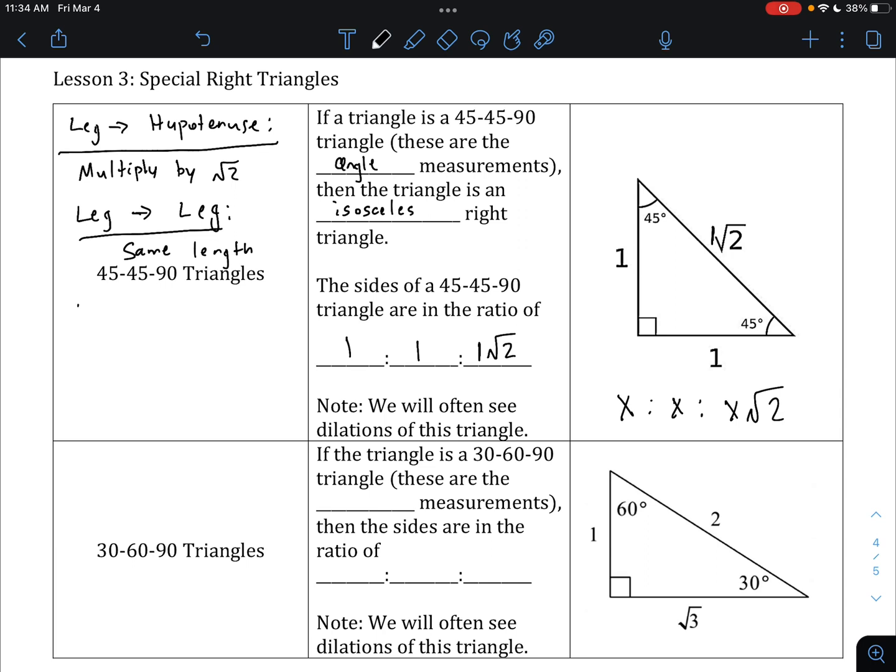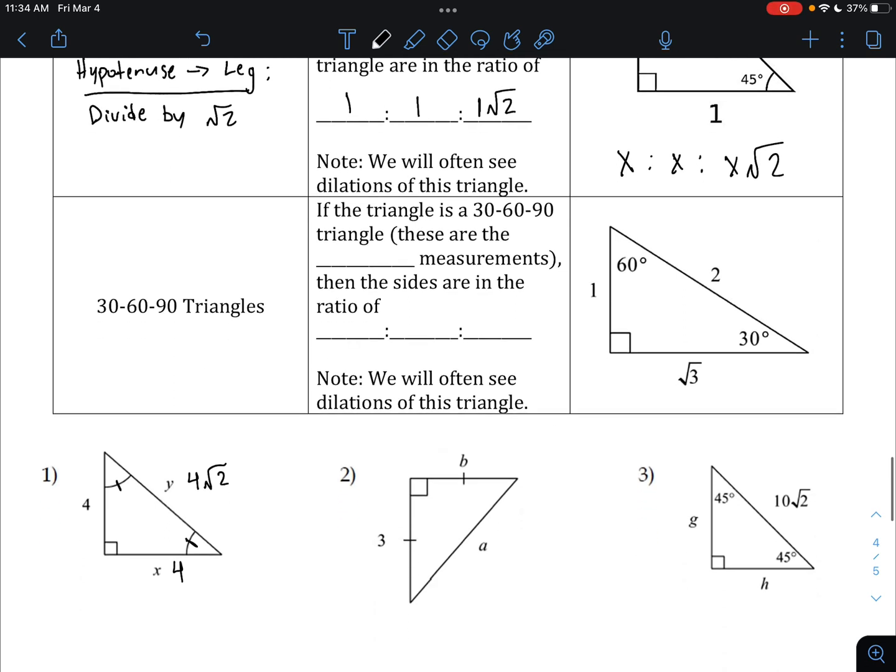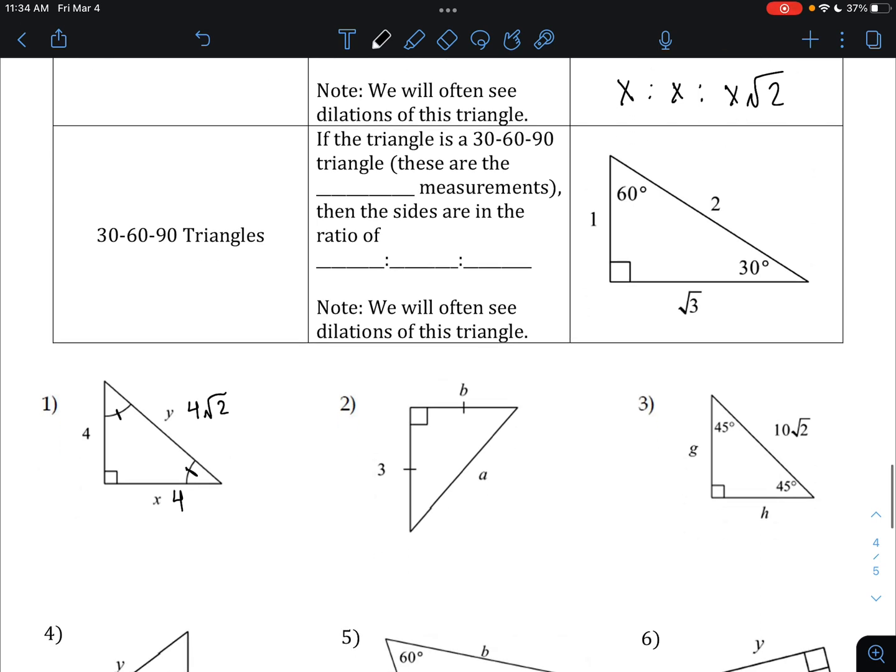So if we start from our hypotenuse and we want to find a leg, we're going to divide by the square root of 2. We're actually going to see that in example 3, so let's do that one first. I'm going to change example 3, and we're going to make it so that that's just 10, and that's not 10 square root of 2.